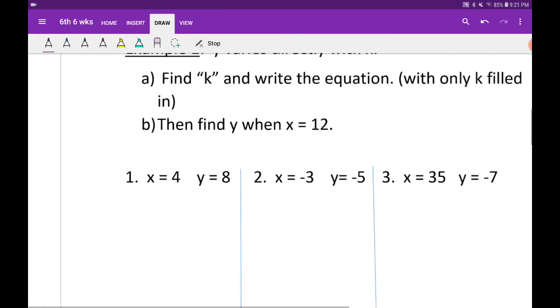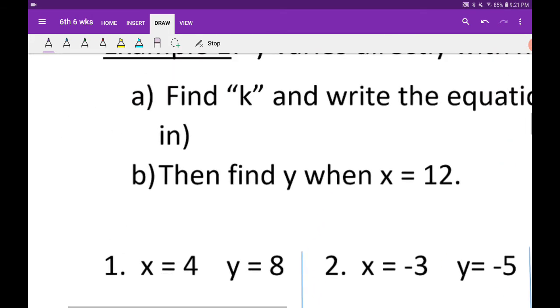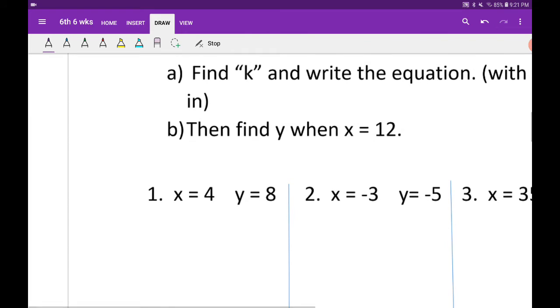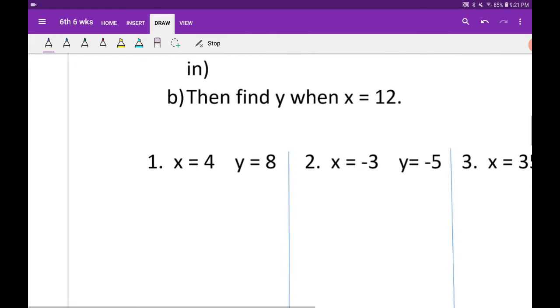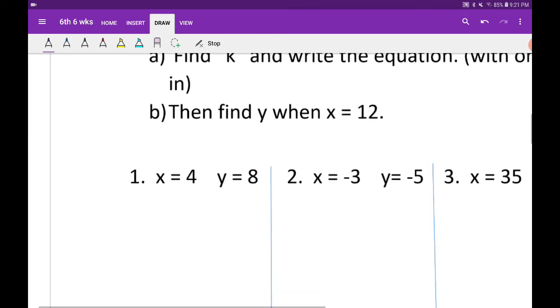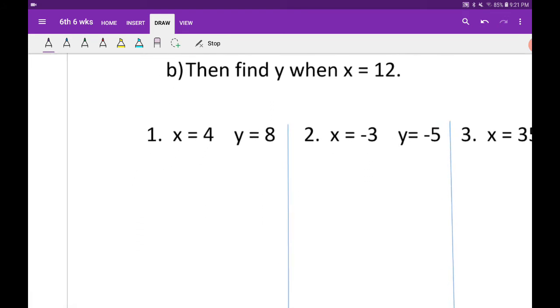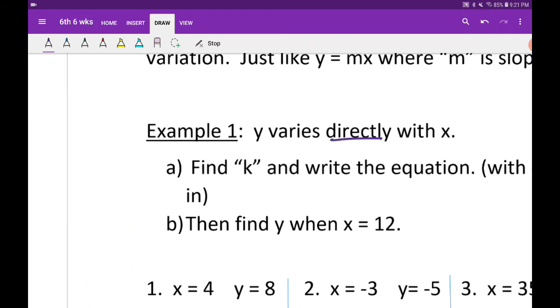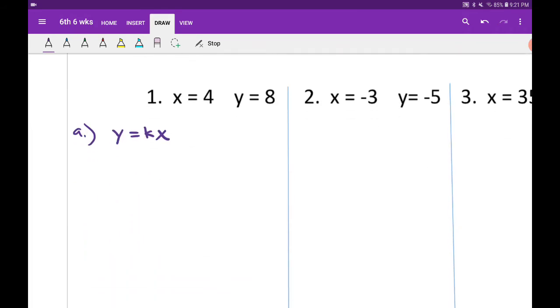All right, so we'll do this first example for you here. We want to find out what y is when x is equal to 12, but first I've got to find k. So it's broken down into two parts. We're going to do the a part first, where we find the constant k. Since I know that this is direct variation, how do I know? Well, it tells me right here. So we're going to use that.